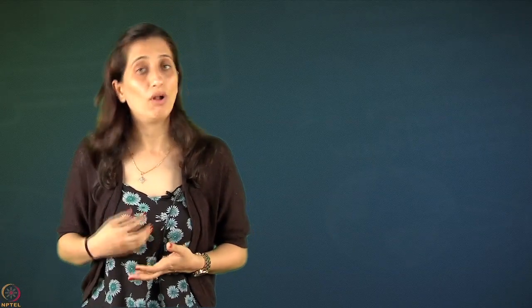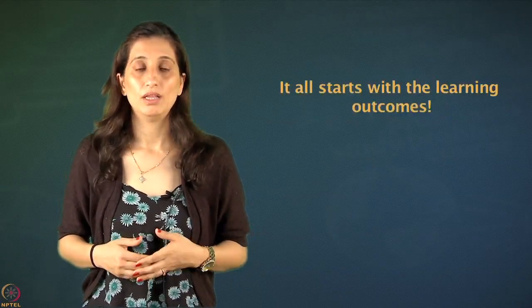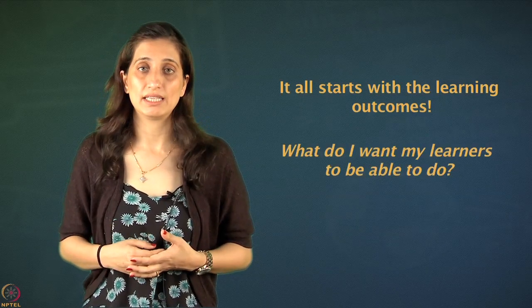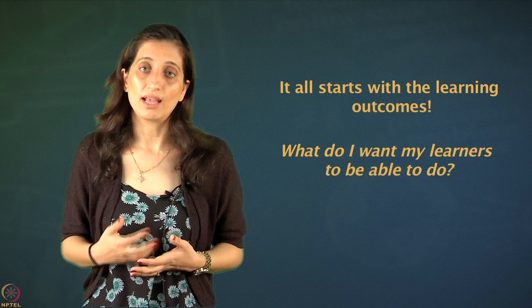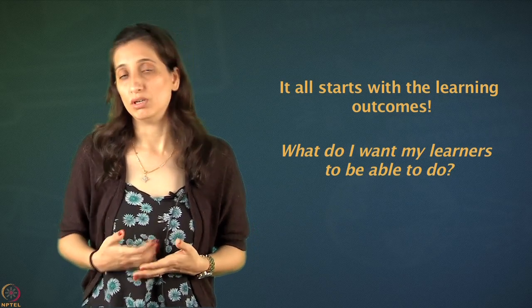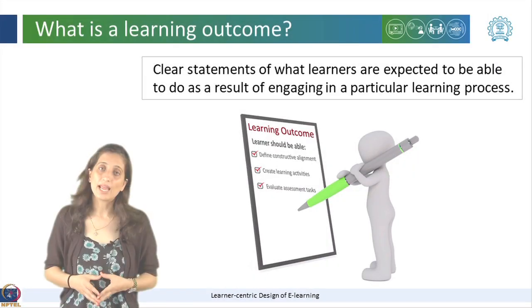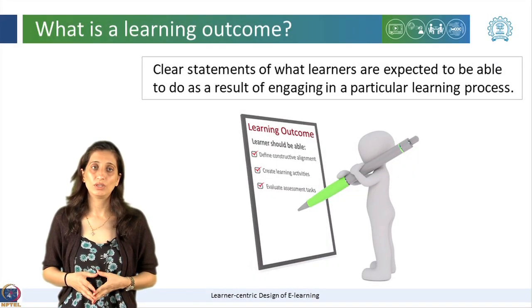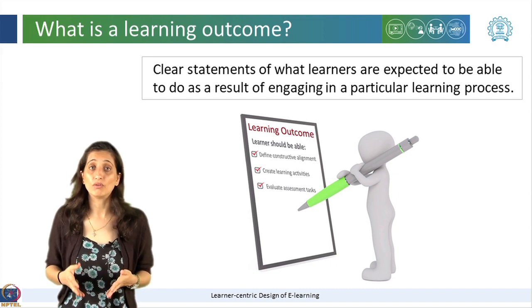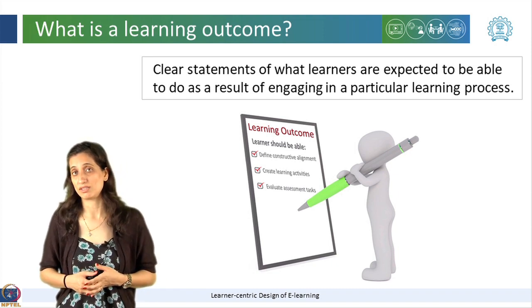Now, let us look at each of the three critical components involved in constructive alignment. It all starts with the learning outcomes. Now, how do we define these learning outcomes? The answer lies in the question, what do I want my learners to learn? Thus, the intended learning outcome will constitute clear statements of what the learners are expected to learn as a result of engaging in a particular learning process.